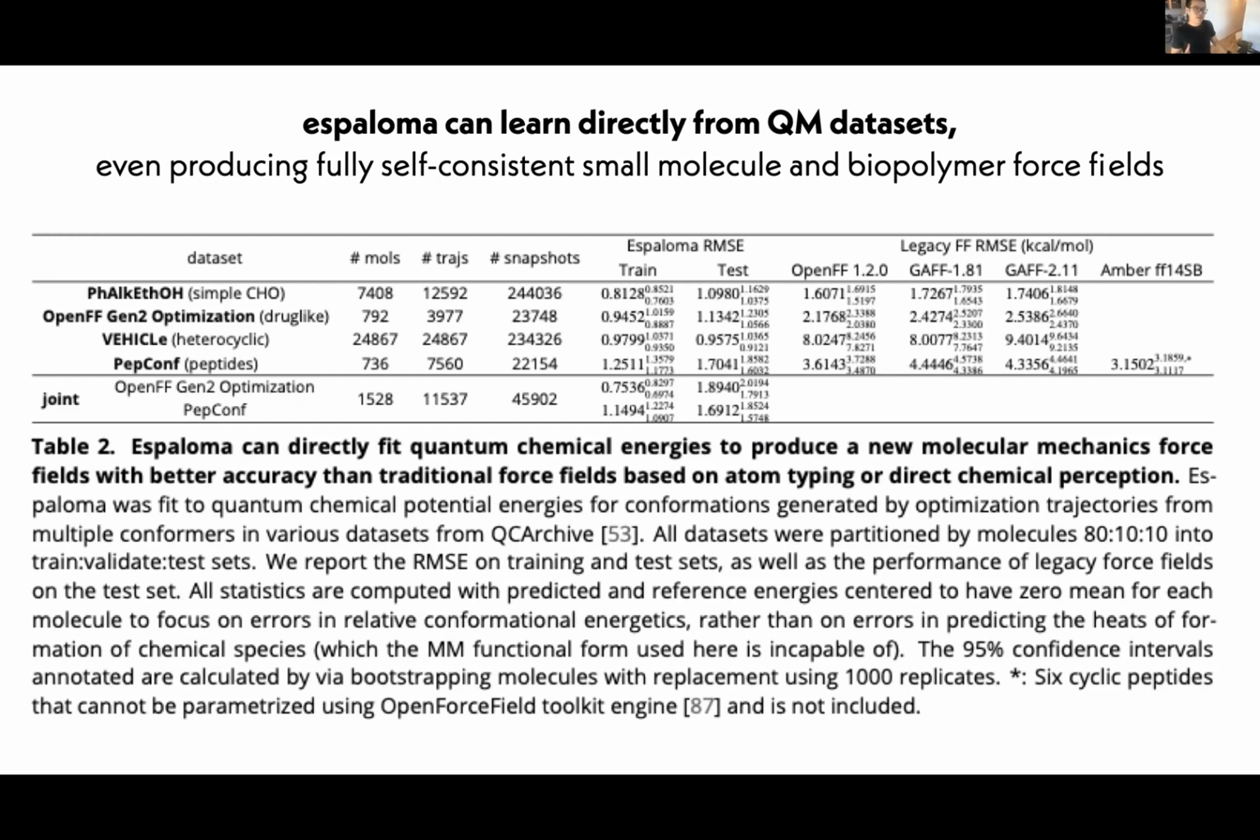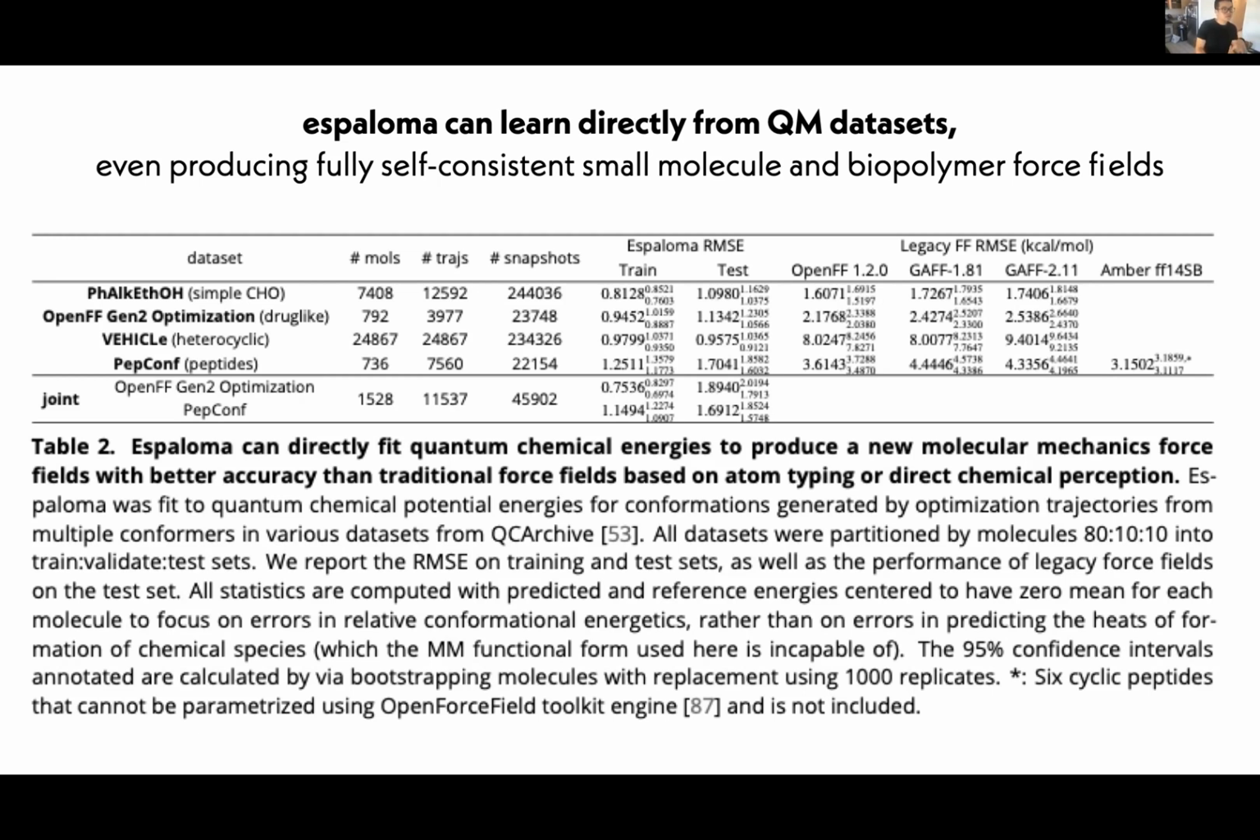In PepConf, we also did a small experiment where we used the Amber force field to parameterize PepConf, and there's still a very large discrepancy between Amber and QM. It is worth noting that there are 6 cyclic peptides that cannot be parameterized using the Open Force Field toolkit engine for Amber. So this is not a strictly compatible or strictly accurate comparison, but I would imagine that those 6 cyclic peptides would be even more tricky to deal with than the di- and tripeptides.